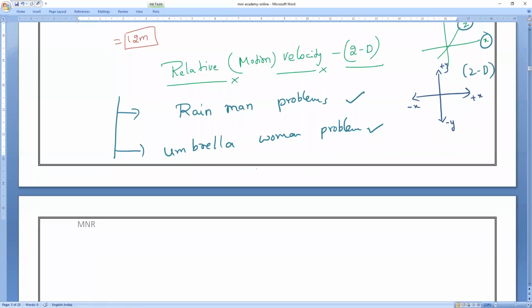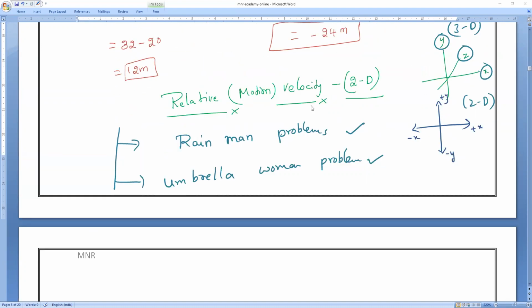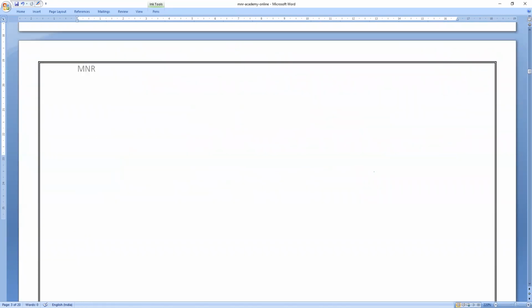Observe here now. Next we are going to see relative velocity in two-dimensional motion. Till now we have solved many questions from the last class and today's class, with many examples for one-dimensional motion, relative velocity, relative acceleration, relative displacement, everything. Now let us discuss relative velocity in two dimensions. The best example for relative velocity in two dimensions is the rain-man problem, the umbrella and woman problem. Let us discuss it now.